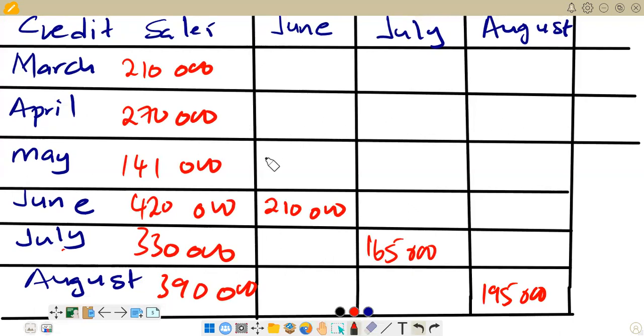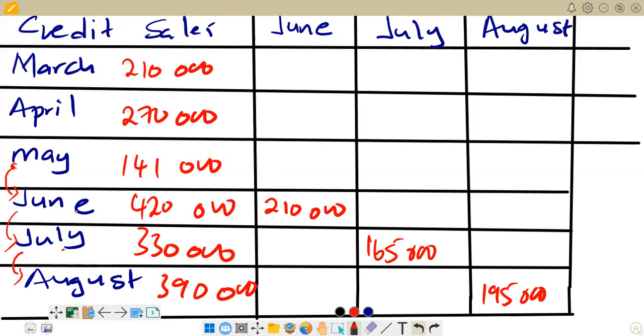So we start from June. So yeah, June we are here. The month before June we've got May. So 50% of the May credit sales, 30%. It's now 30%. 30% of the credit sales of May will be received in June, and then 30% of the credit sales of June will be received in July. The same thing for 30% of the credit sales of July, which will be received in August.